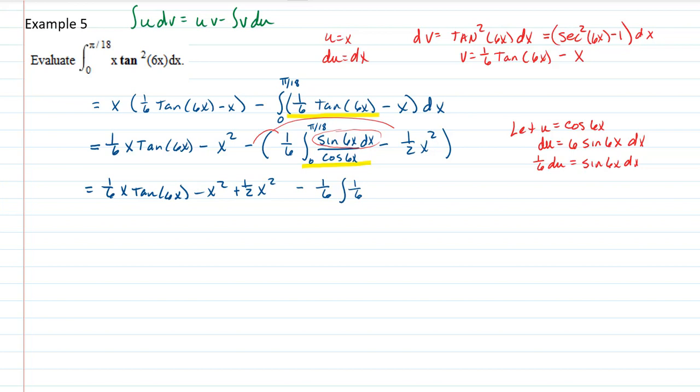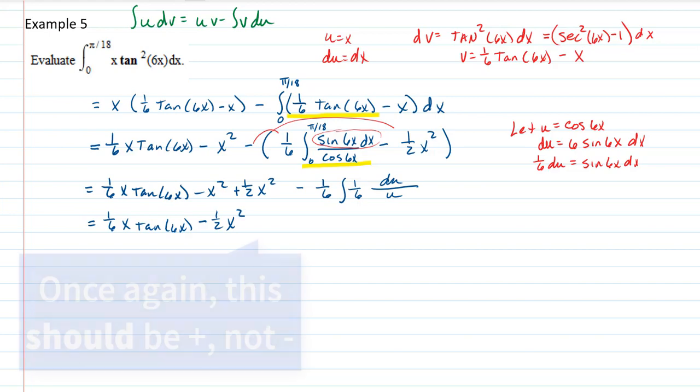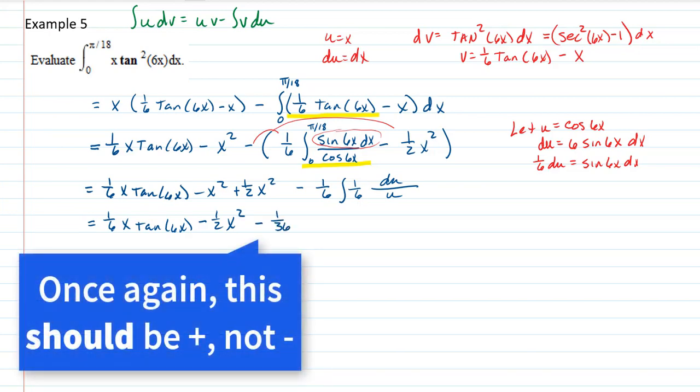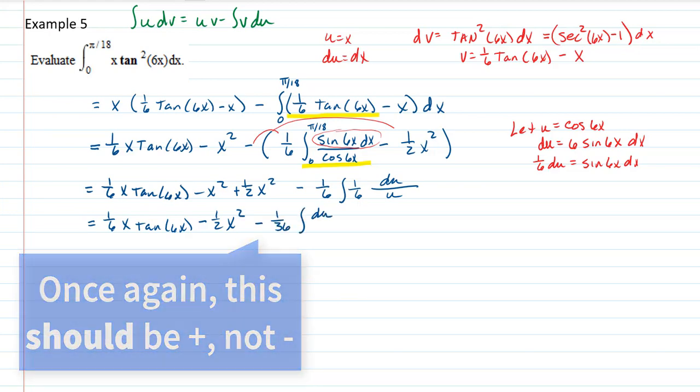The only integral I have going on right now is this integral where I've got the minus 1/6 integral of, and then my du is on top, then that du is 1/6 du over, and then this is my u, the cosine 6x. Do you see that? That's what I said u was going to be equal to. So cleaning this up, we get 1/6 x tan 6x. And then minus x squared plus 1/2 x squared gives me a minus 1/2 x squared minus 1 over 36, the integral of du over u.